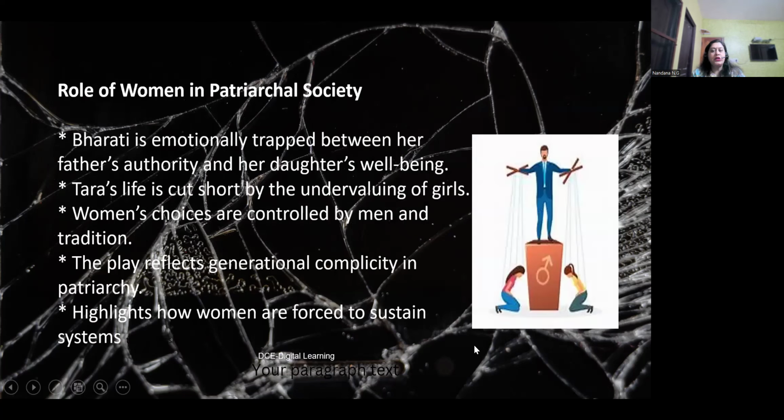Role of women in patriarchal society. Bharati is emotionally trapped between her father's authority and her daughter's well-being. Tara's life is cut short by the undervaluing of girls. Women's choices are controlled by men and tradition. The play reflects generational complicity in patriarchy. It highlights how women are forced to sustain systems through the character of Bharati.